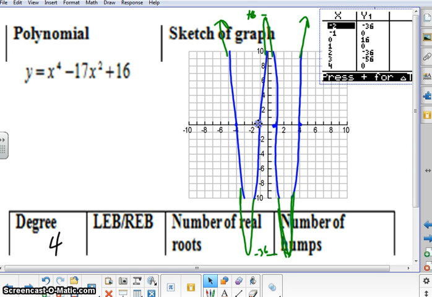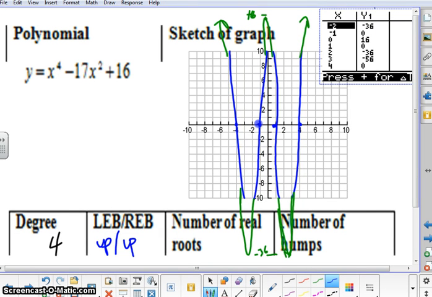Check your table. You'll see that if you plug in a 4, a 5, or a 6, it's going to go way, way, way big numbers. And yeah, I just want to emphasize that. So it's like a really skinny W. Left end behavior is going up. Right end behavior is going up.